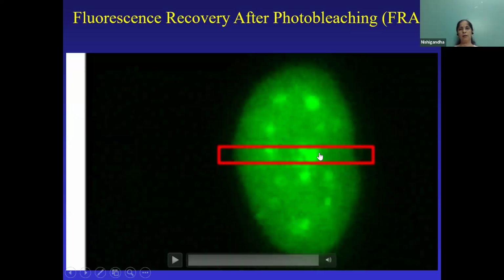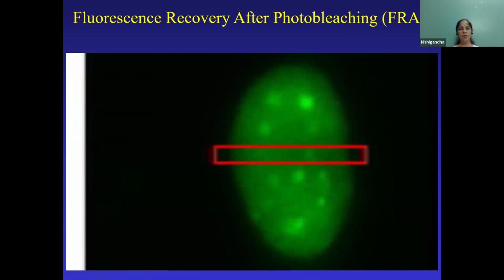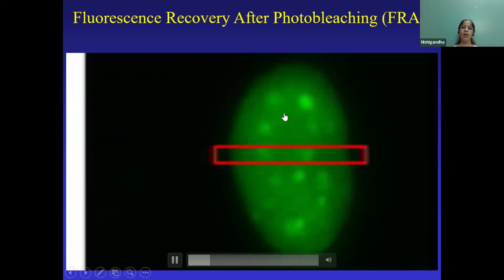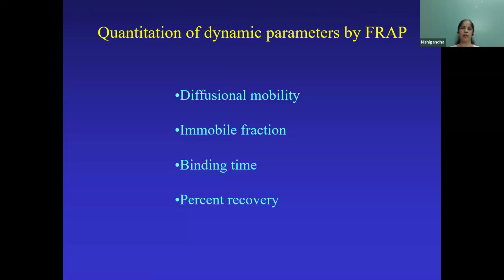This is a movie of that. You see in this region, it's blackened out. And now after some time, again, you will see fluorescence coming up, because molecules are moving from these regions into this area of interest that we have been observing. So fluorescence recovery after photobleaching is important to study movements of molecules within the cell.